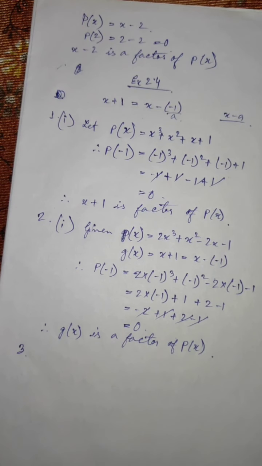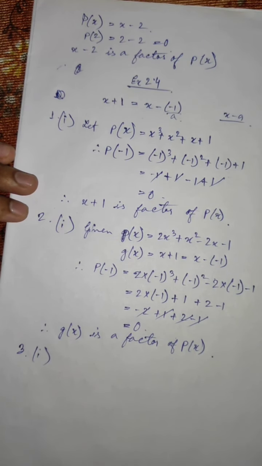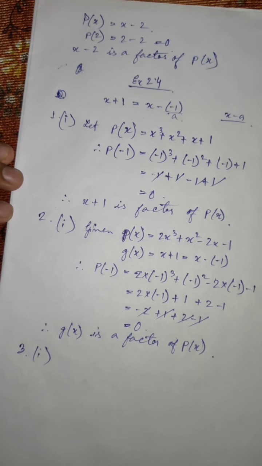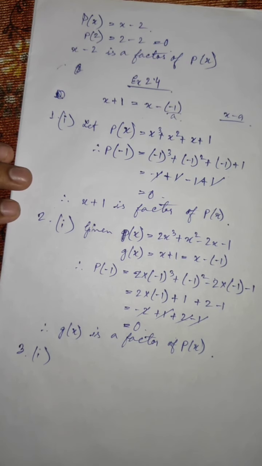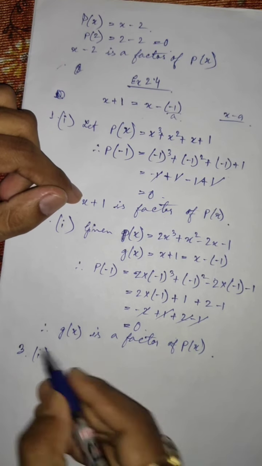next, number 3. Find the value of k if x minus 1 is a factor of p(x) in each of the following cases. Here you have to find the value of k and you are given that x minus 1 is a factor of p(x) in all the polynomials. There are 4 polynomials, so in each case we have to find the value of k. You are given x minus 1 is a factor of p(x), so definitely p(1) must be 0 as per the factor theorem.